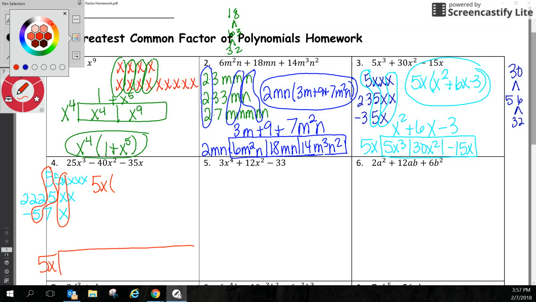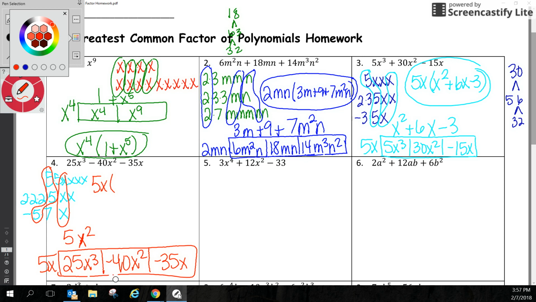So 5x, I've got 25x cubed, negative 40x squared, negative 35x. So 5 times 25, or 5 times what gives me 25? That would be a 5. I've got 1 x, I need 3, so I'm going to need 2 more up here.